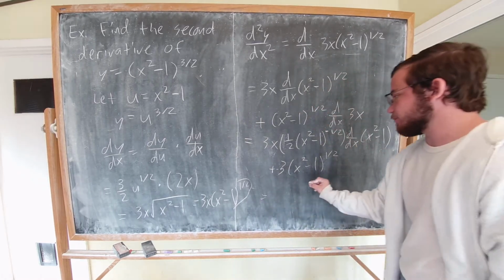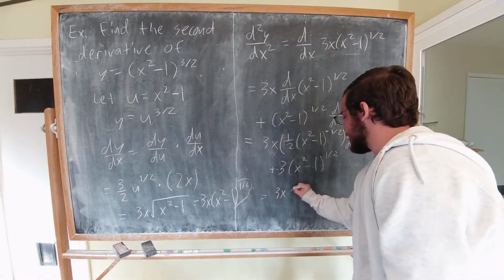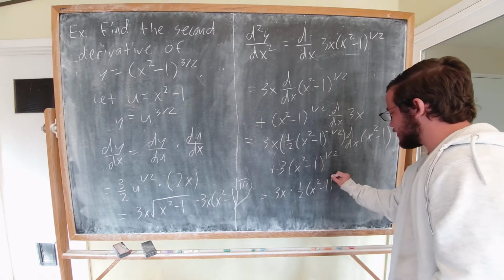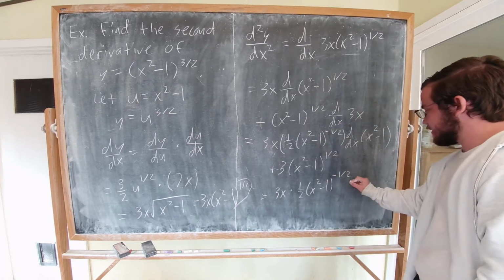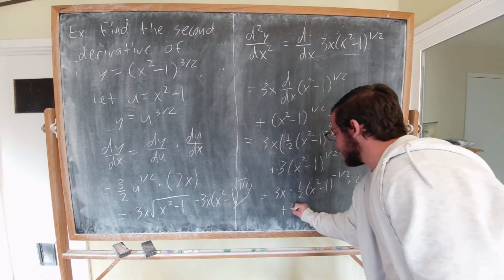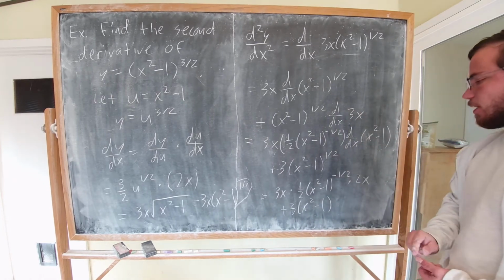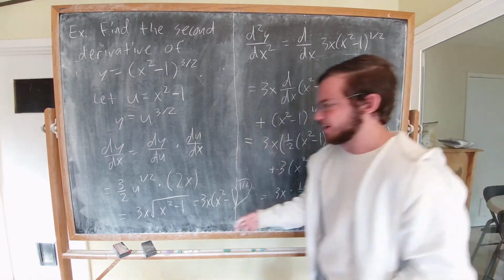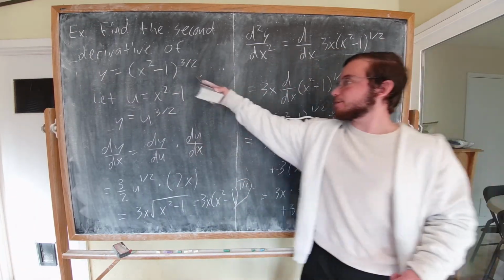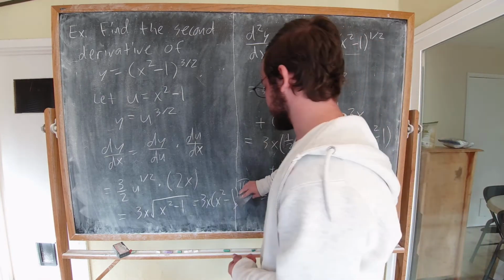Alright, d/dx of x squared minus 1, easy to compute. And we're going to be left with, unsimplified, 3x times 1/2 x squared minus 1 to the negative 1/2 times 2x, plus 3 times x squared minus 1. Alright, let's simplify that a bit, clean it up. I'm going to erase this chunk over here. I'll leave this here and I'll rewrite the first derivative so we see where we came from.